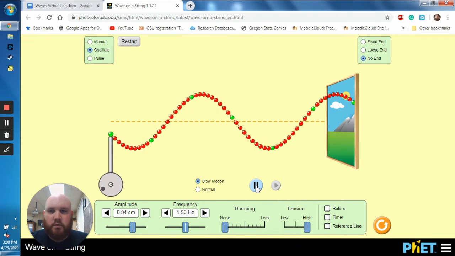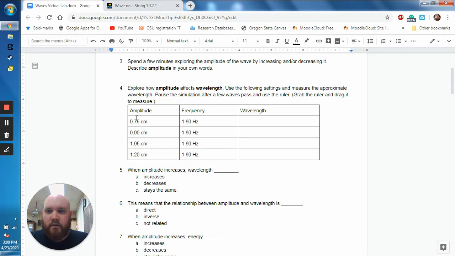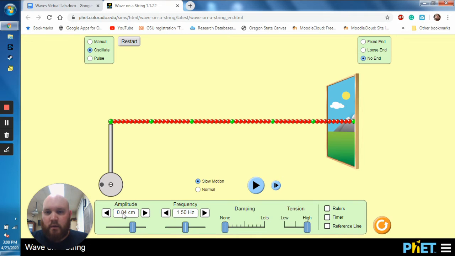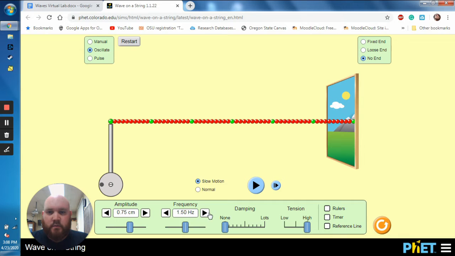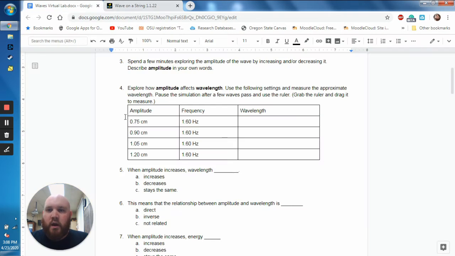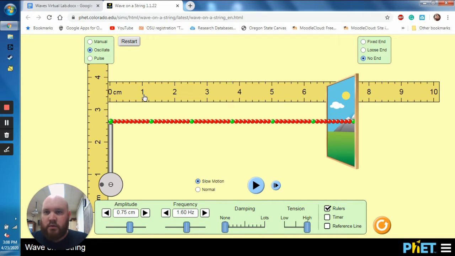So what we're going to do is take our amplitude and our frequency. I'm going to pause, restart. We're going to set our amplitude to 0.75, and you can drop it down to 0.75. And our first frequency is going to be 1.6 hertz. We're close. Okay. So we've got our amplitude, we've got our frequency, and now we're going to measure the wavelength. We're going to have to use a ruler to measure it, so let's propagate some waves here.